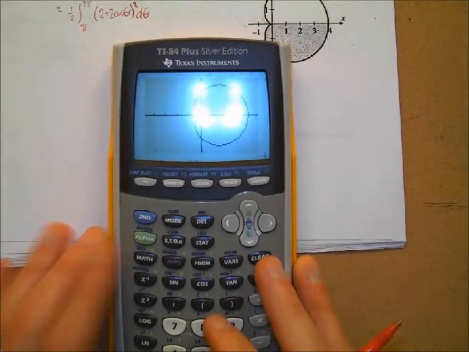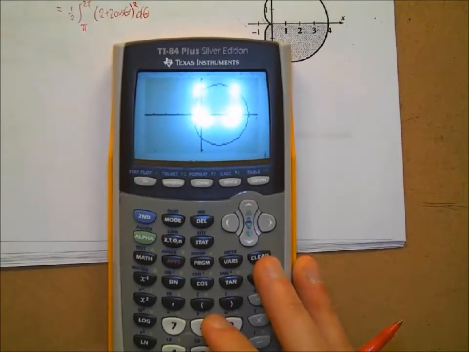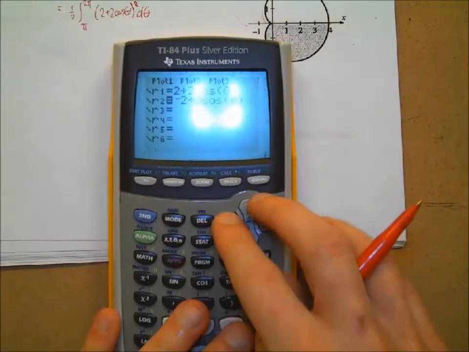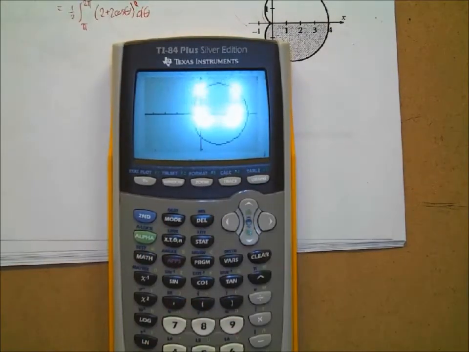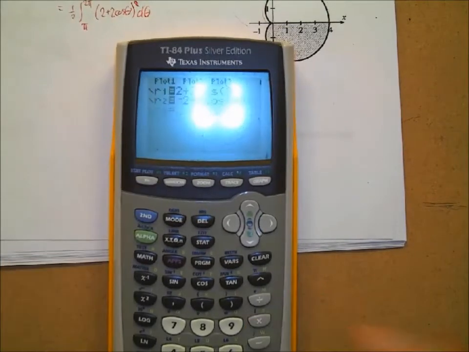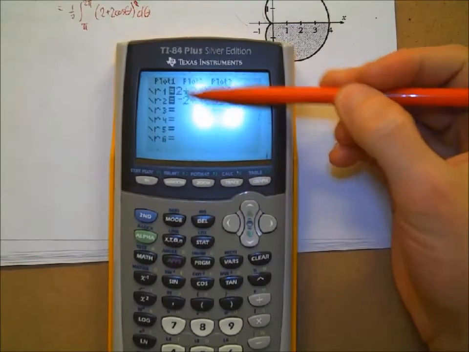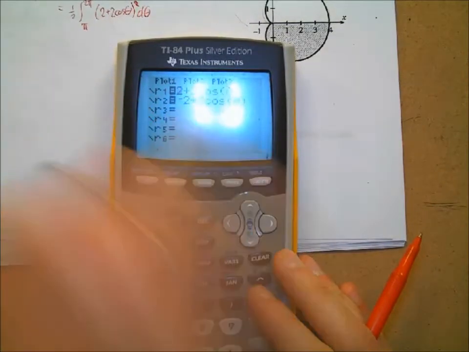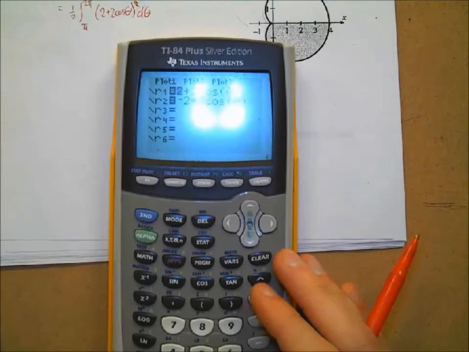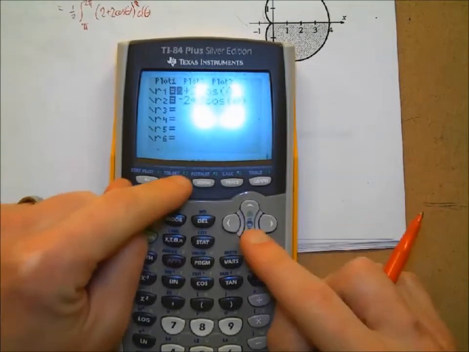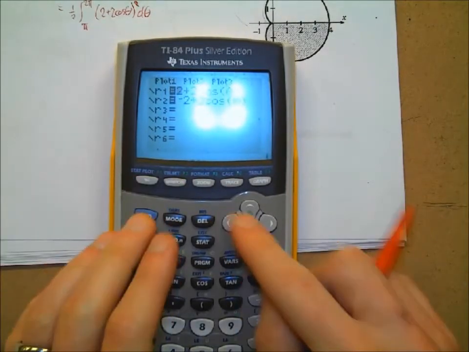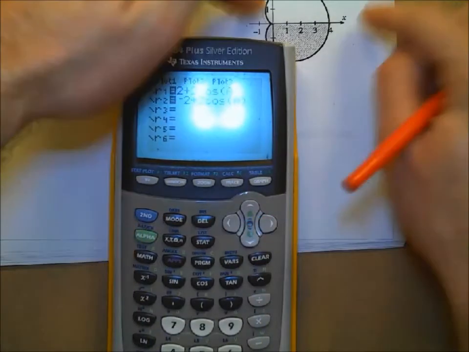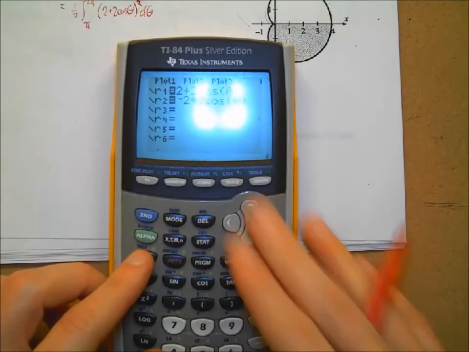But it shows up exactly the same, right? So let me just show you here real quick. Okay, so I graph both these curves simultaneously. You can see they're exact same curve, but if I go to my y equals here, their setups are different, right? The first curve is 2 plus 2 cosine theta. The second curve is -2 plus 2 cosine theta.